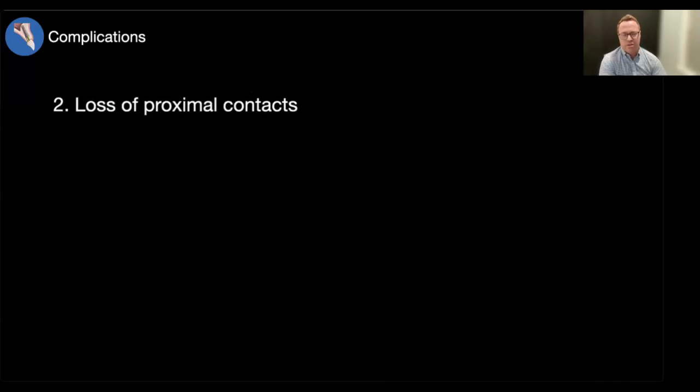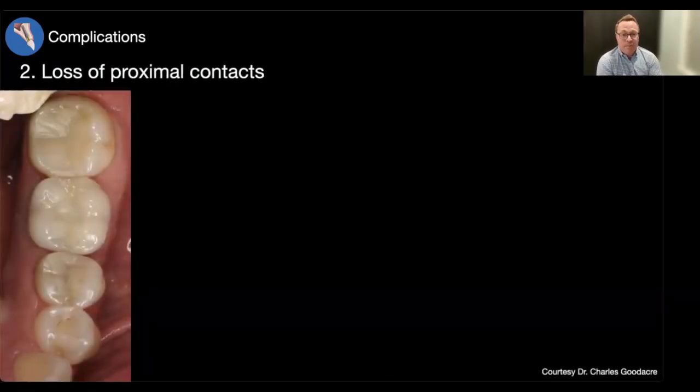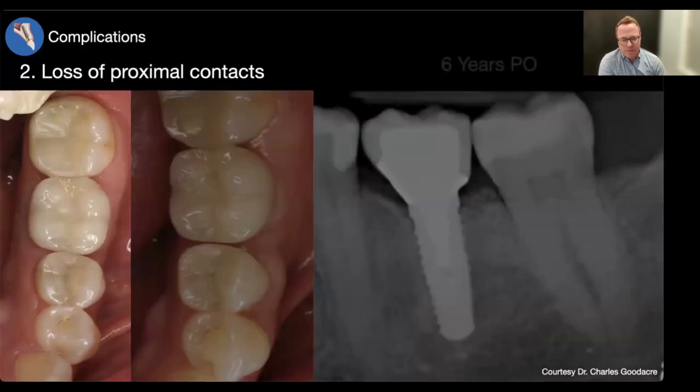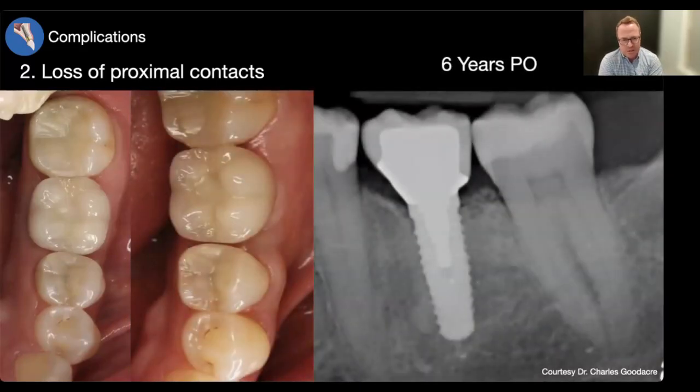The next complication is probably, when I normally am able to see the audience, one that more people have seen clinically than crown infraposition, even though they may have seen that: the loss of proximal contact. And here's an example, actually from my father. You can see a 6-year follow-up on an implant crown, the time of placement, and then 6 years later when the proximal contact opened up.